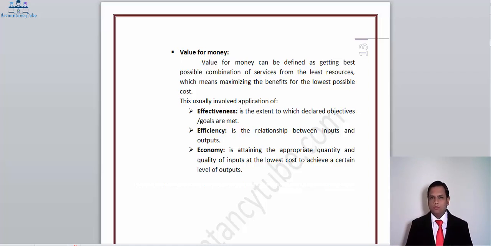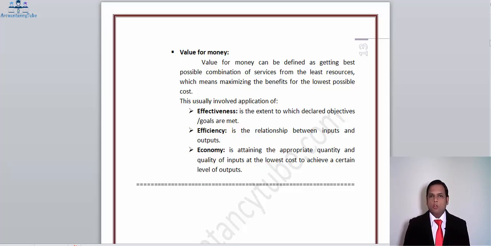In this video, we are going to cover the last areas of chapter number 1. So let's start from where we have left, value for money. Now, if you come to page number 13, we have got the last topic of chapter number 1, that is value for money. Value for money can be defined as getting the best possible combination of services from the least resources, which means maximizing the benefit for the lowest possible cost. This implies getting the most done effectively and with quality with the minimum cost and resources. That thing is called value for money.